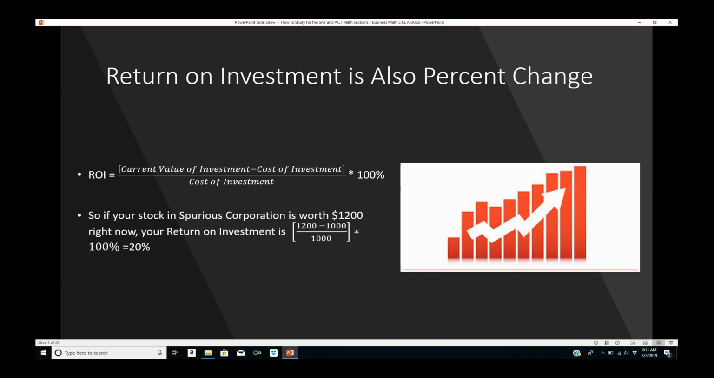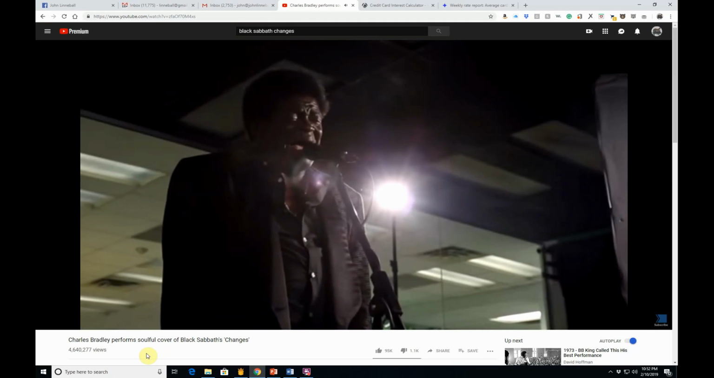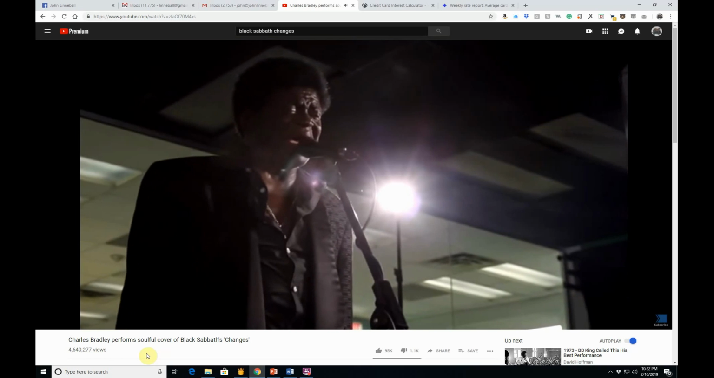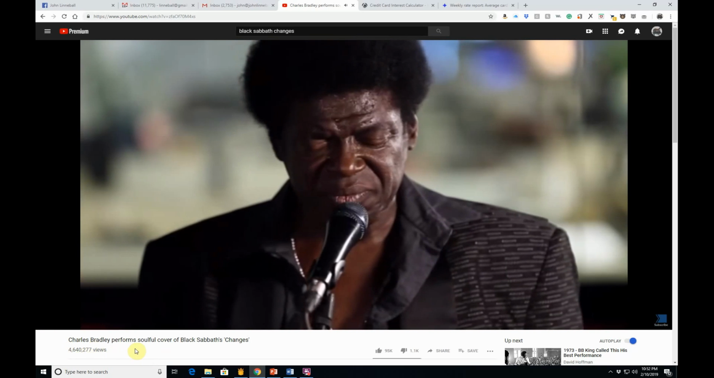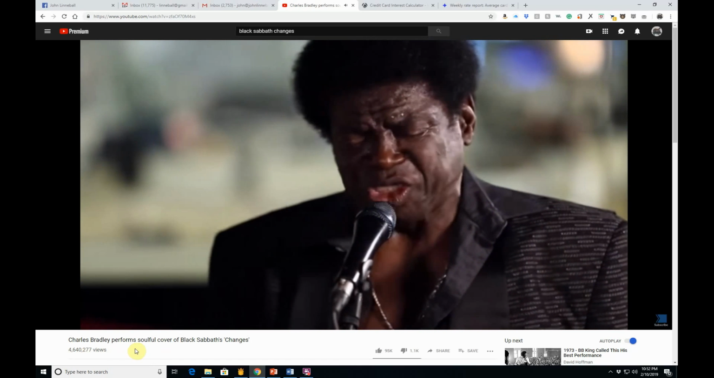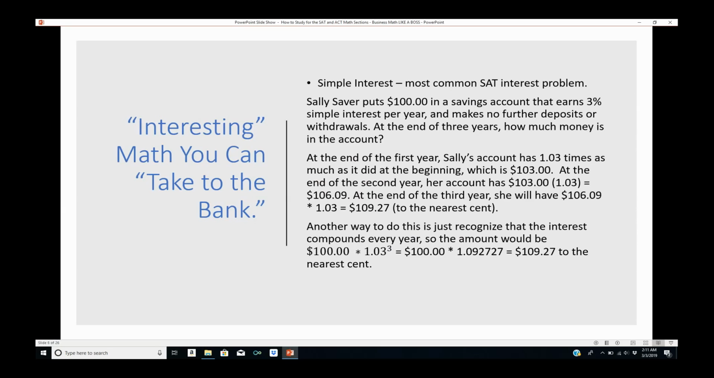So again, using the same numbers, you could have those numbers in a profit problem, in a return on investment problem, or in lots of other things. So, interesting.